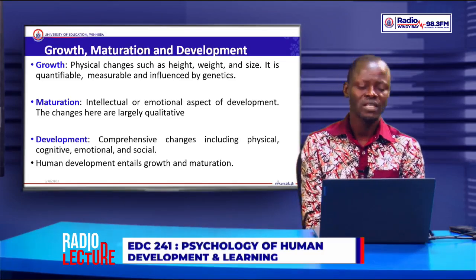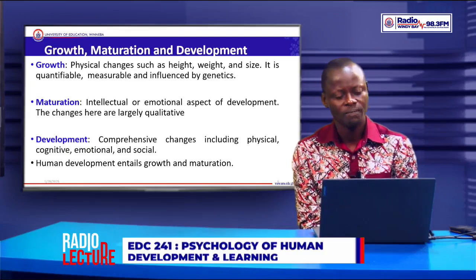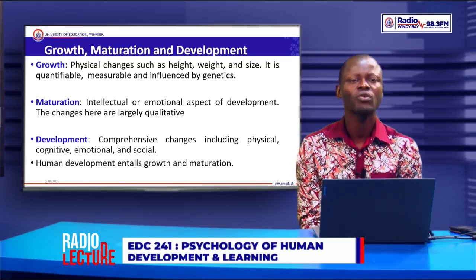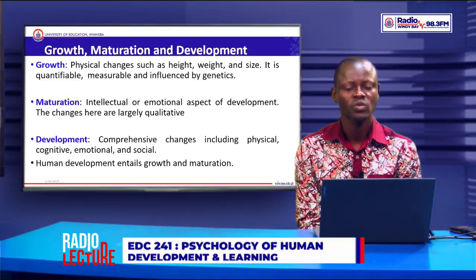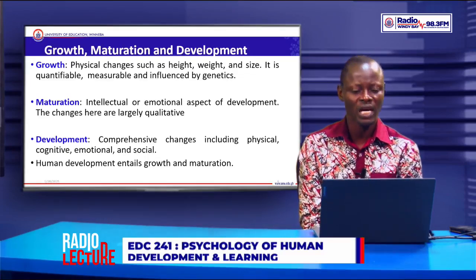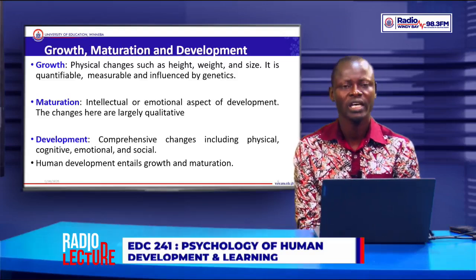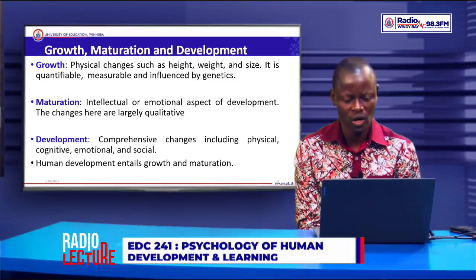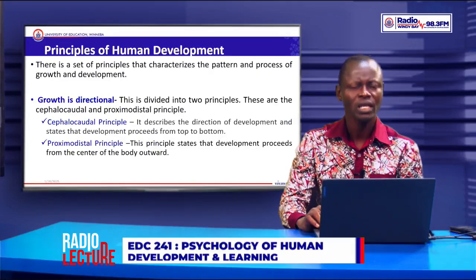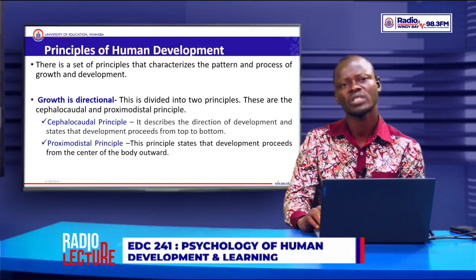So the next one is development. We are saying that development is actually the combination of both the growth and the maturation. So we can define development as comprehensive changes including the physical, cognitive, emotional, and then social development of the individual. So we are saying that in terms of the principles of human development and learning, there are some key principles that we look at.